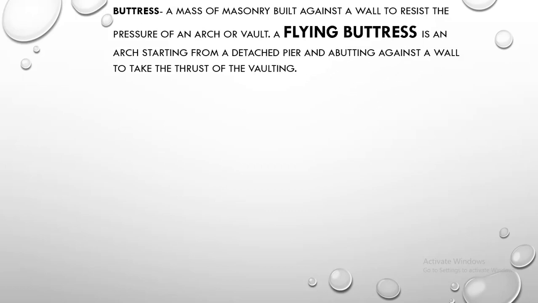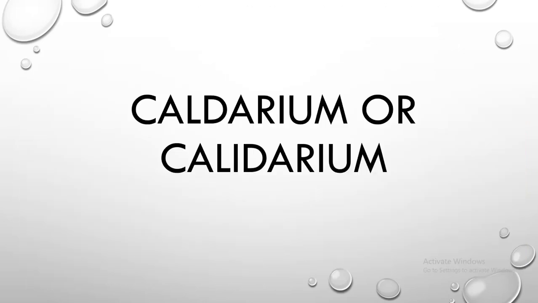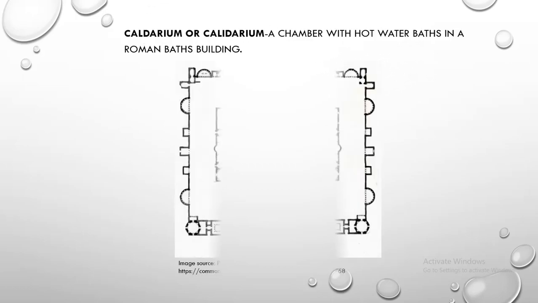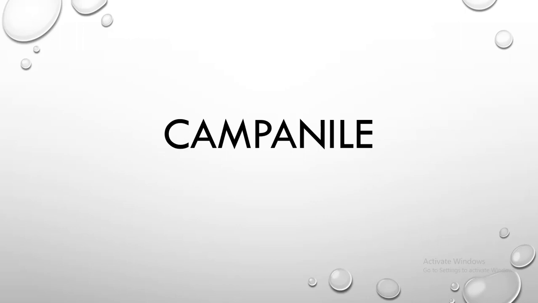Buttress. Buttress is a mass of masonry built against a wall to resist the pressure of an arch or vault. A flying buttress is an arch starting from a detached pier and abutting against a wall to take the thrust of the vaulting. Caldarium or Laconicum. Caldarium is a chamber with hot water baths in a Roman bath building.